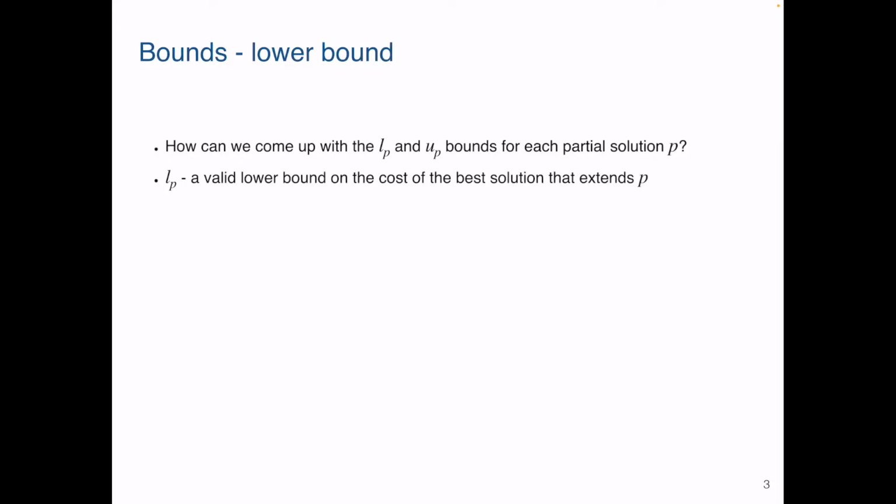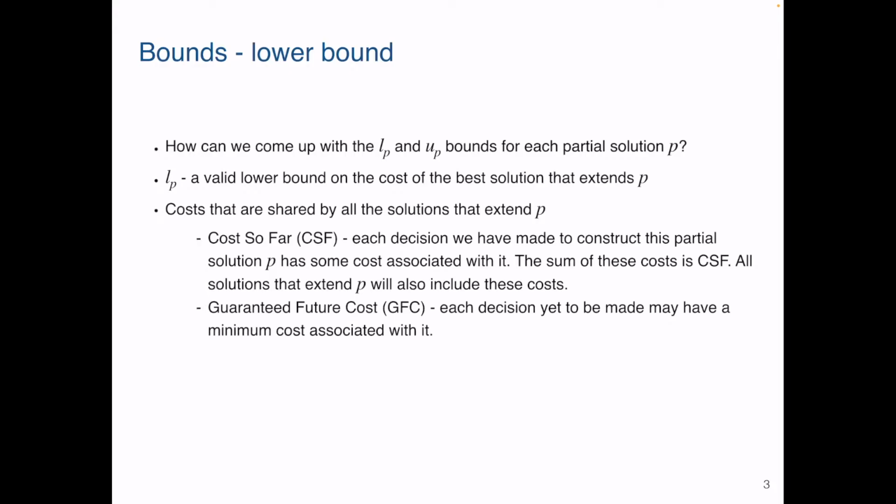For the lower bound, remind ourselves that this is the bound for the best solution that can be achieved by extending a partial solution. Oftentimes, there are two parts that contribute to the lower bound. The cost so far, this is the cost already incurred by reaching the current partial solution, and the guaranteed future cost. No matter which complete solution it is, this is the minimum cost of each decision yet to be made. So the lower bound is the sum of these two parts.